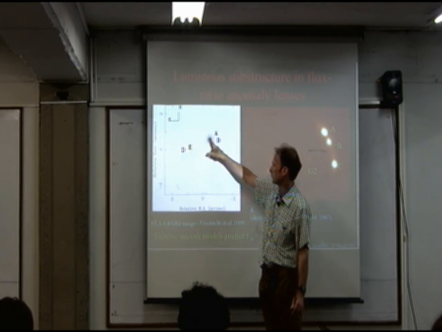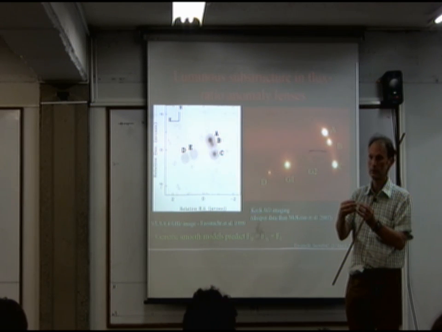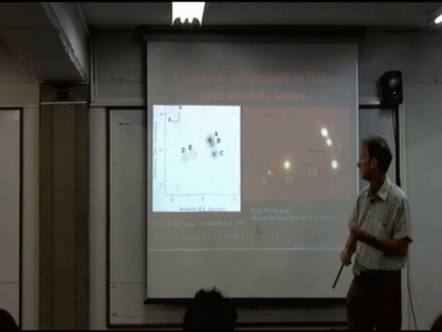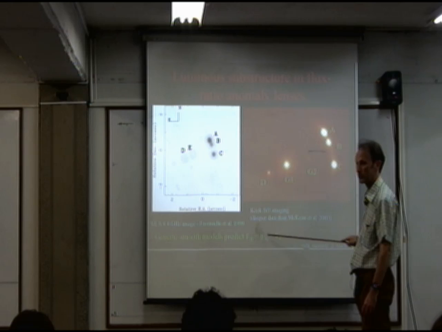If you have a situation where images are merging, the two merging images are usually close to the same brightness because they kind of cancel each other out. And so in this configuration where there are three images together, then you can have these approximate relations.